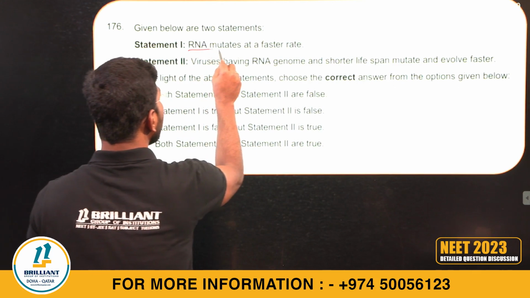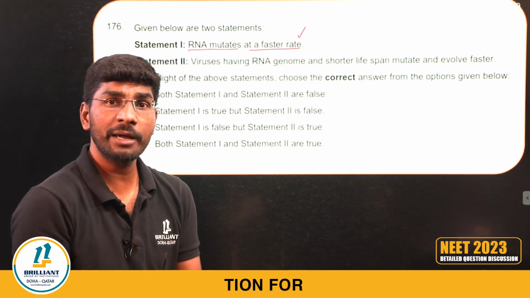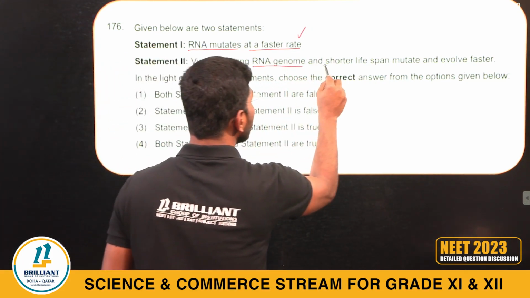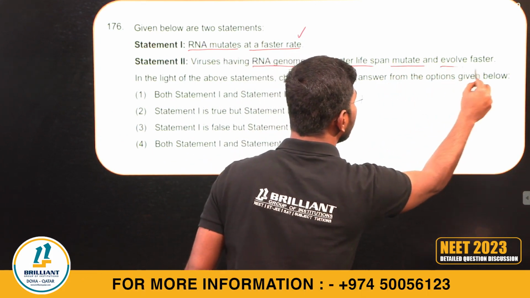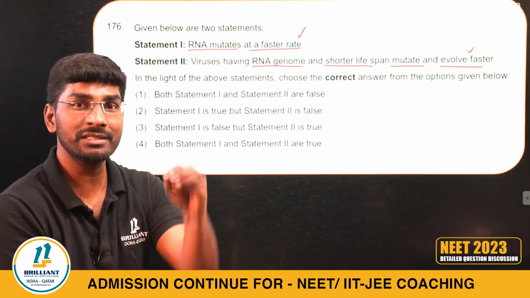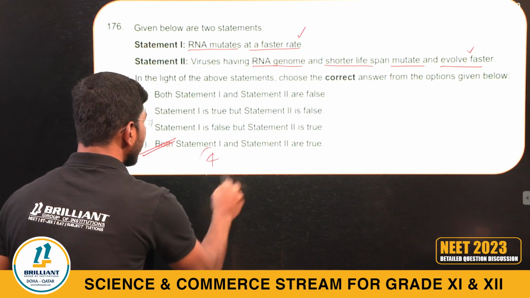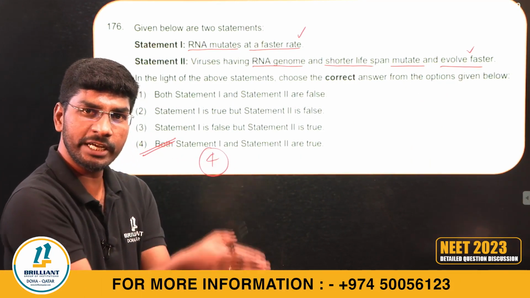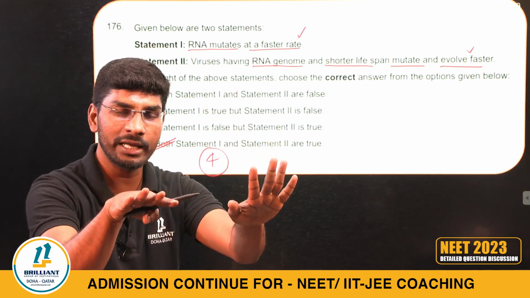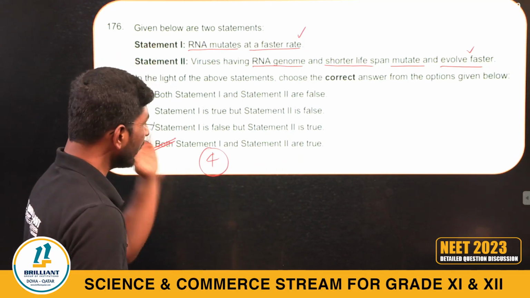176. Statement 1: RNA mutates at a faster rate. Absolutely correct. Viruses having an RNA genome and shorter lifespan mutate and evolve faster. This statement is also correct. So both statements are right in this question. RNA is the first genetic material, and from RNA, DNA evolved. RNA is less stable than DNA, so RNA undergoes mutation faster. So the answer will be 4.